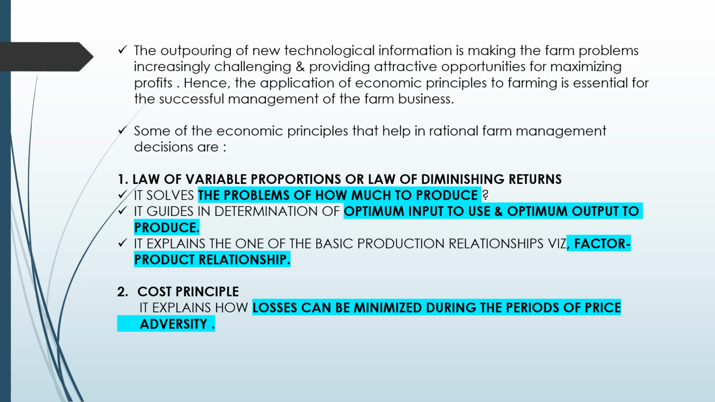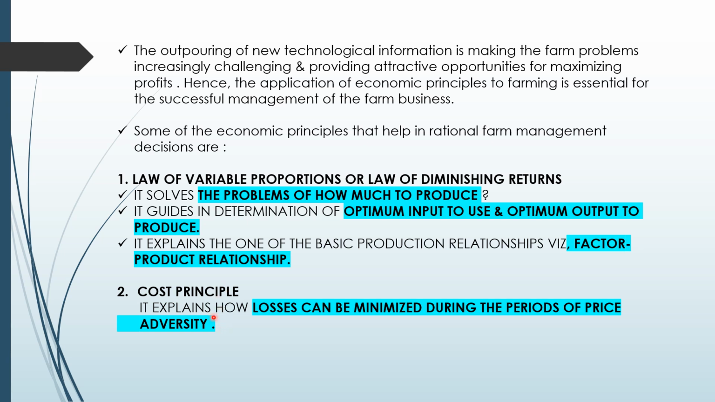First one is the law of variable proportions, or law of diminishing returns. This first principle will solve the problem of how much to produce. It also helps in the determination of the optimum input to use and the optimum output to produce. It explains the basic production relationship, that is the factor-product relationship. Here factor means input and product means output. So this all tells about the relationship between an input and an output.